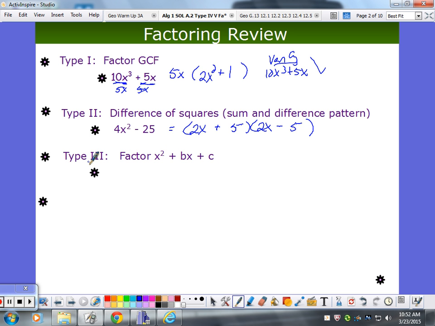Type 3 is when it looks like x squared plus a number x plus a number. So it's a trinomial, it's got 3 terms, but the leading coefficient is a 1. So an example is one like this. So this is a type 3. You do look for greatest common factor.